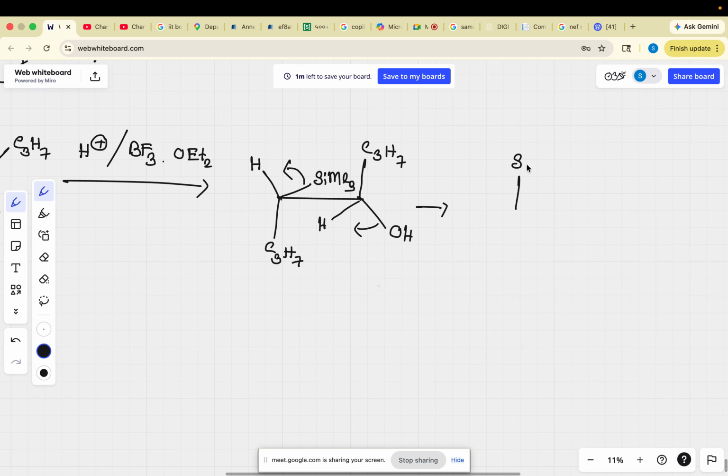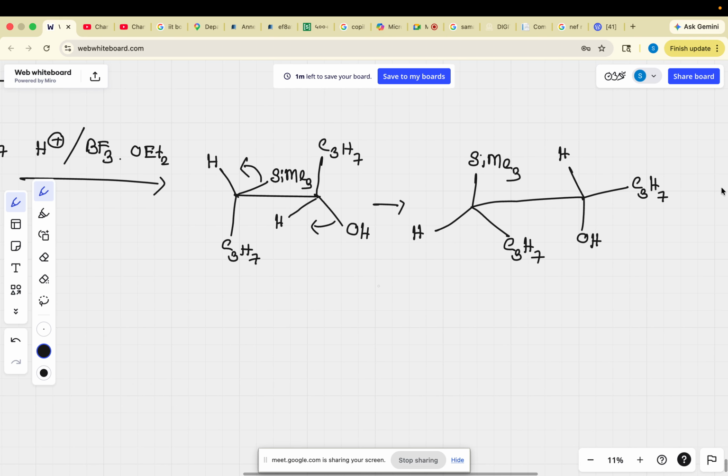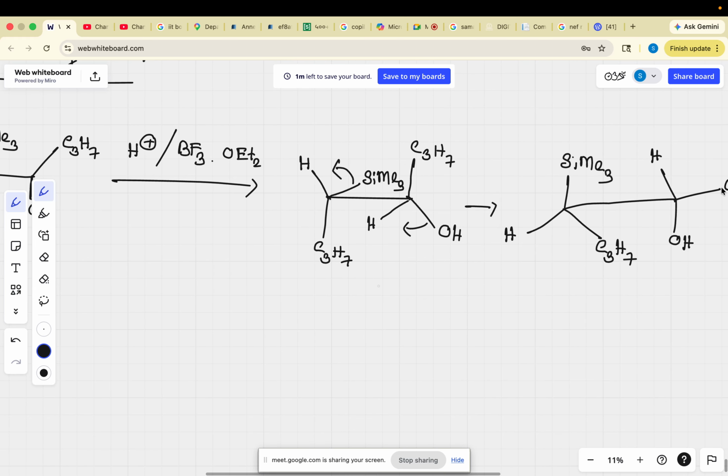So I am doing this SiMe3, anticlockwise, right? So hydrogen will be on the left hand side, C3H7 will be on the right hand side. And if I rotate here, OH will come to here, hydrogen will go to the left hand side, C3H7 will be on the right hand side. Are you getting that? Clear? So acid means anti, you have to make it anti.